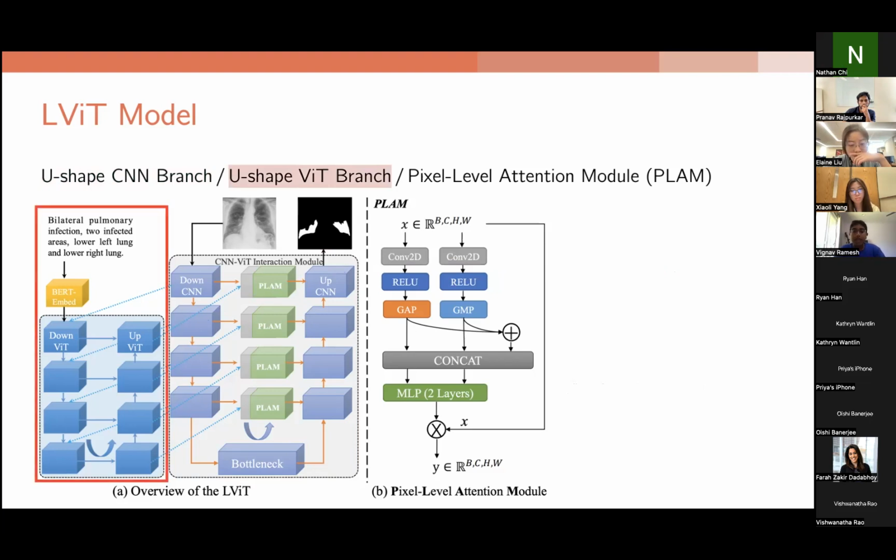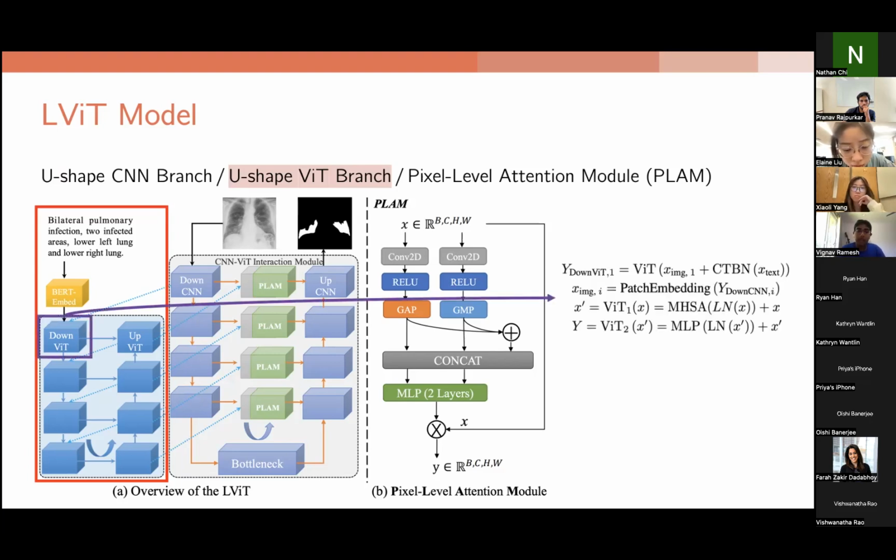Next, we have the U-shaped ViT branch, which is designed for merging image features and text features. As shown in the figure, the first down ViT module receives the text feature input from BERT and the image feature input from the first down CNN module. The specific cross-modal feature merging operation performed by the first layer down ViT module is expressed in these equations. Here, X sub image i represents the image features from down CNN, and X sub text represents the text features. Patch embedding is the process of prepending textual information to a sequence of embedded image patches. And it's used here to help Y sub down CNN i form the image embedding X sub image i.